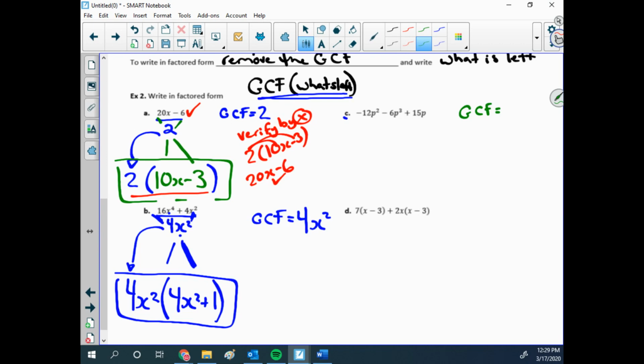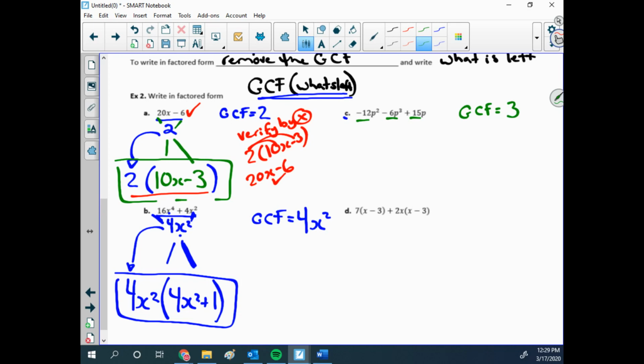So the GCF, I'm going to look at 3 terms individually here. So negative 12p squared minus 6p cubed and 15p. So numerically between these terms, a 12, a 6, and a 15, I can divide each of those by a 3. You could choose -3 if you want. It doesn't necessarily matter in this case. Okay, so greatest common factor, let's just say it's a 3.